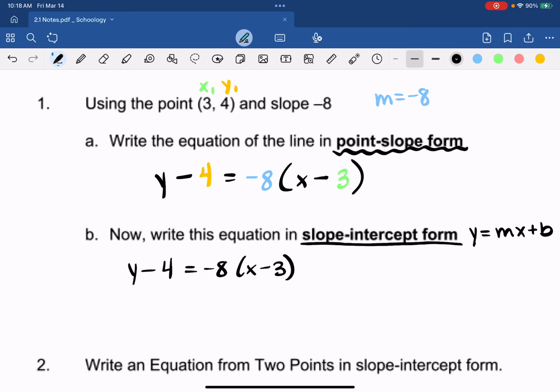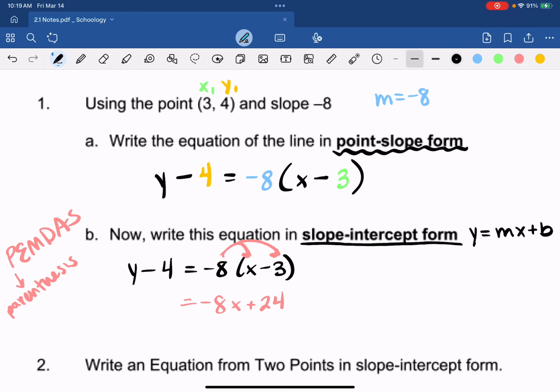To get Y by itself, I first need to get rid of parentheses. Remember, think back to PEMDAS. In PEMDAS, parentheses comes first. So I have to get rid of parentheses, and I'm going to distribute. So I have -8x plus 24.